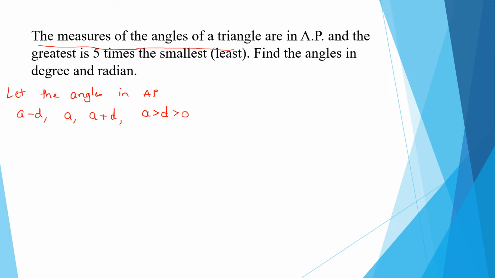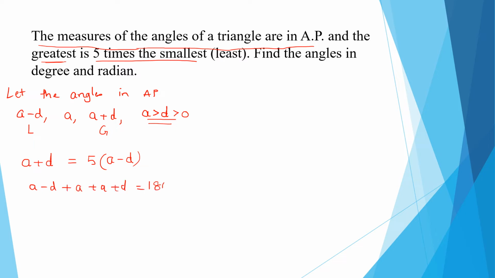The measure of angles of a triangle are in AP. Now they are saying that the greatest angle is 5 times the smallest. So since I have written this condition, I can say that A plus D is the greatest angle and A minus D is the lowest angle. So the greatest angle is 5 times the lowest angle. तो क्या मिलेगा? This one condition we will get, and also you know that the sum of angles of a triangle is 180, correct? So this will be 180.